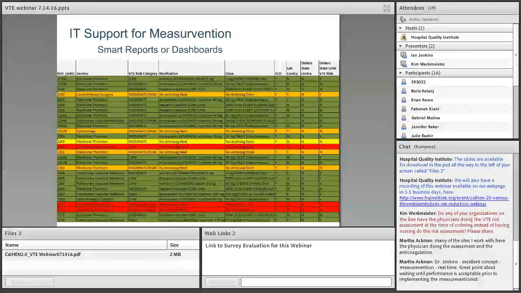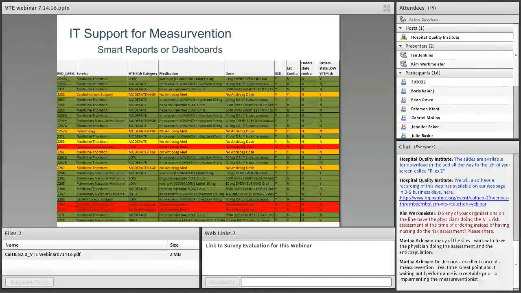One thing that really helps too is information technology support. This is a screen we have at UCSD. You can pull up a unit. This is the 2 West unit at my Thornton Hospital. And you can see just by looking, everyone that's green has a drug ordered. And I know they're all right.